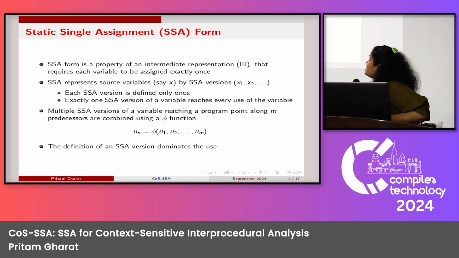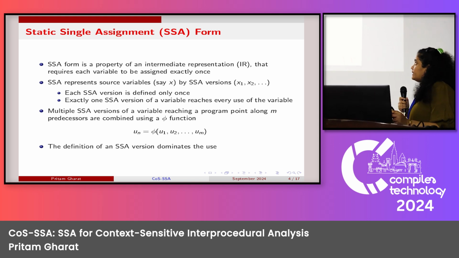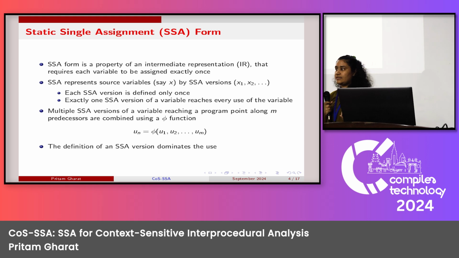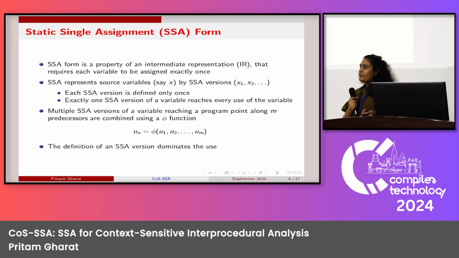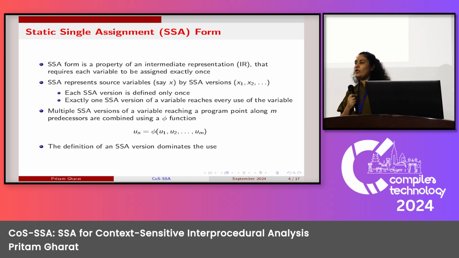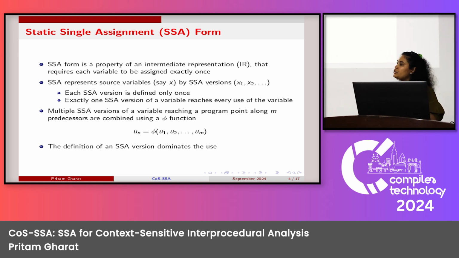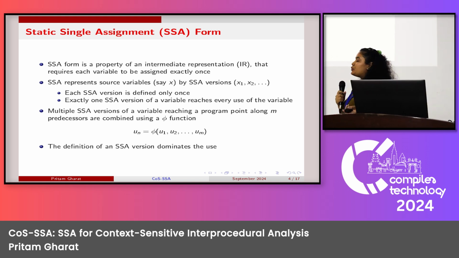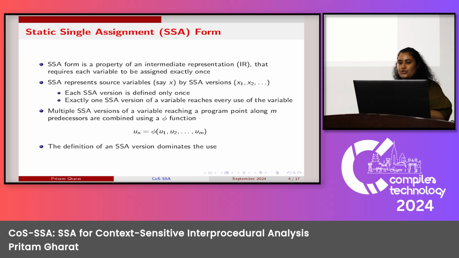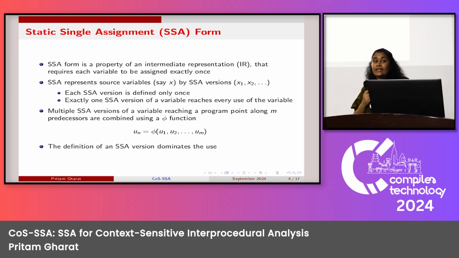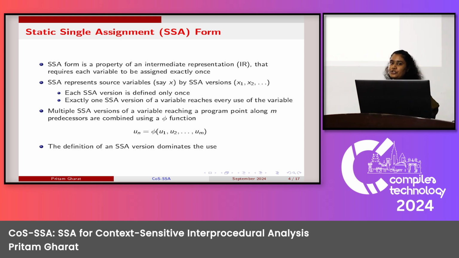So SSA form is a property of an intermediate representation, which requires that every variable should be assigned only once. So what happens if you have multiple definitions? This is achieved by renaming of variables. Let's say you have a variable x, and if it has multiple definitions, then you'll create different SSA versions for that variable x as x1, x2. And so by definition, each SSA version is defined only once. And we want exactly one SSA version to reach every use of that variable.